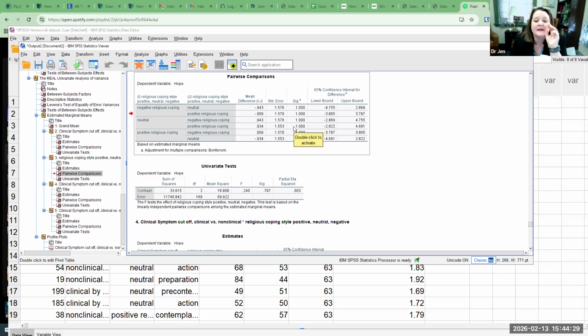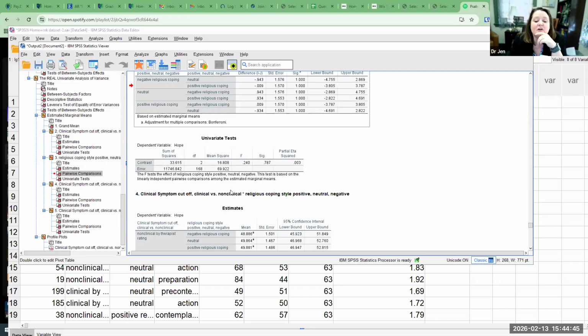So that is your main effect for the three groups. That's where you would find it, and you would look that up to see if you have your post hoc. And you can see right here it says Bonferroni right down there. That's your Bonferroni post hoc pairwise comparison.